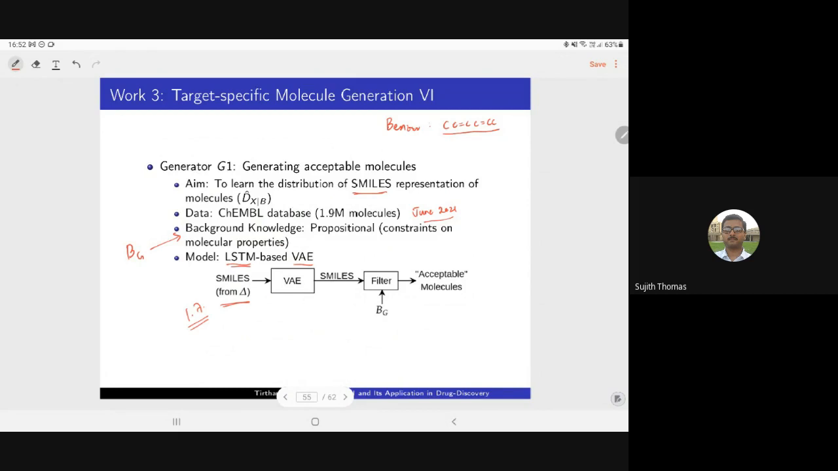Once you get the VAE, it's very difficult to straightaway import BG into VAE modeling. So what we do instead is use BG as a filter, and once we get the SMILES strings sampled from the VAE, we impose this filter on them. If the molecules pass the filter, we call them acceptable molecules. That means we are able to construct D hat of X given BG. This is hat because it is approximated.